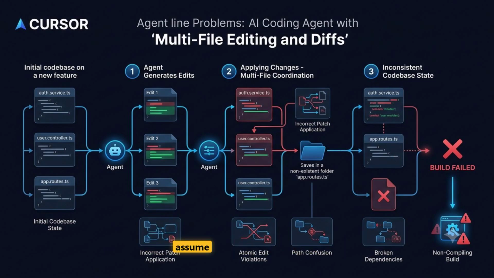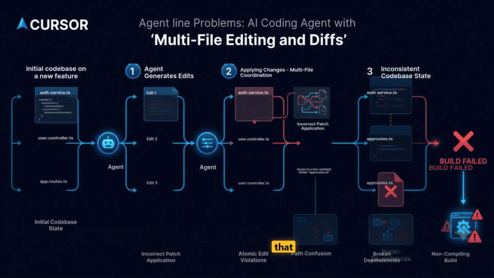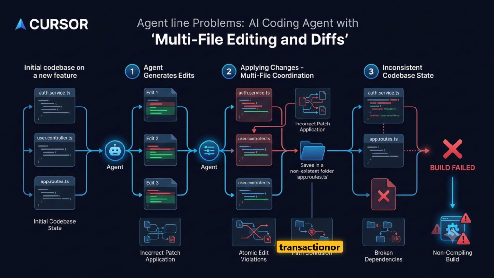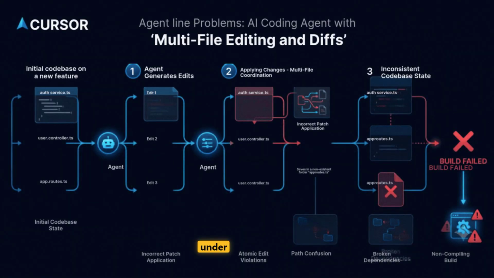In fact, most engineers assume agents edit code directly, but they actually emit structured patches that must be parsed, verified, and applied as a single transaction or not at all. Trace the paths toward the middle, where the real chaos unfolds under multi-file coordination.